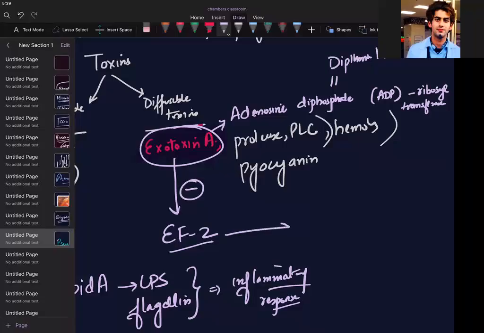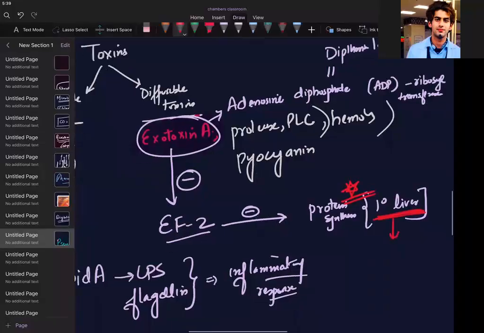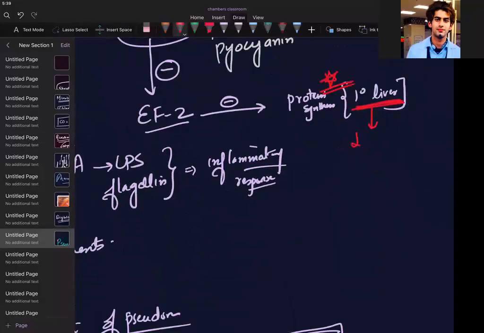What will happen if you inhibit the elongation factor 2? You won't be allowing protein synthesis. Protein synthesis of the cell is inhibited. If they ask you which organ, you should directly say primarily liver. Please make a star on this. Primarily liver. What will happen if the liver is not having the proteins? Liver necrosis. Damaged liver. Okay.